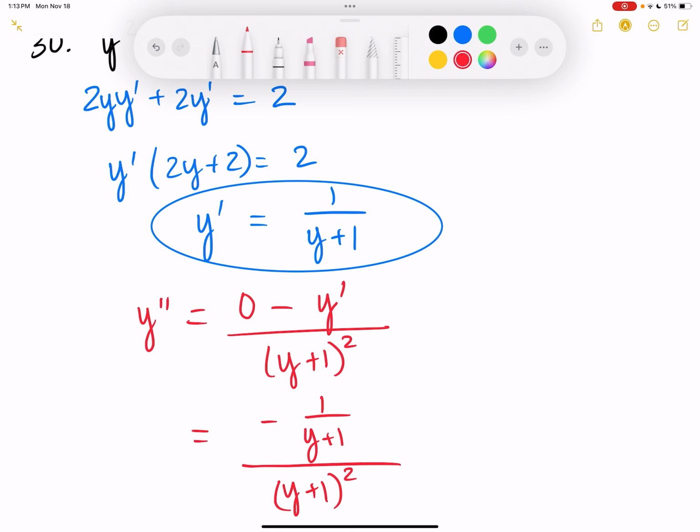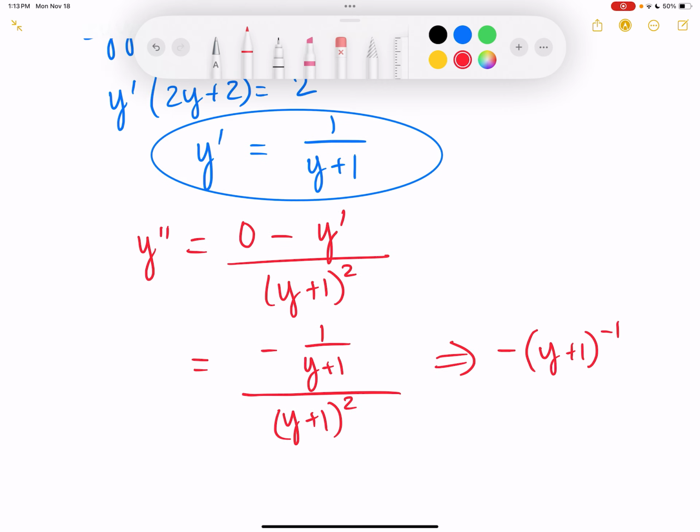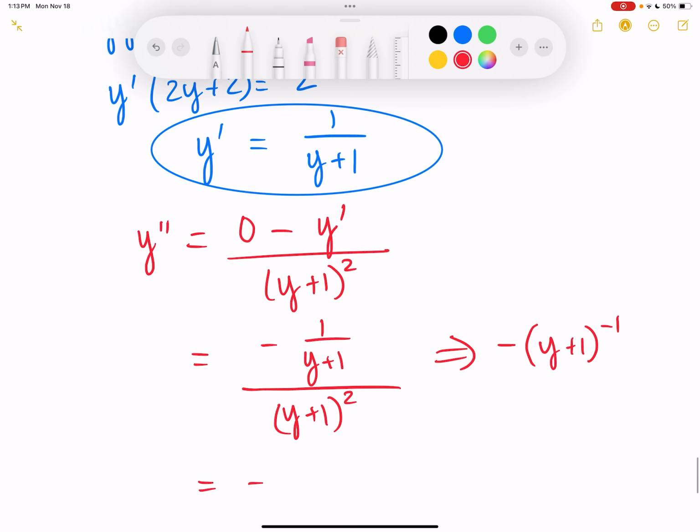Would you agree that I could rewrite the top part as negative y plus 1 to the negative 1? Yes. Okay. If that's the case, what do I need to do? Move it to the bottom. Happens to be the same thing as down here. So this would be negative 1 over y plus 1 cubed.